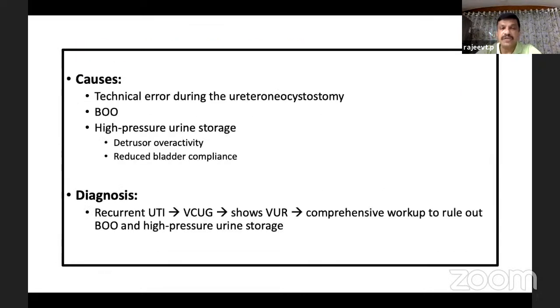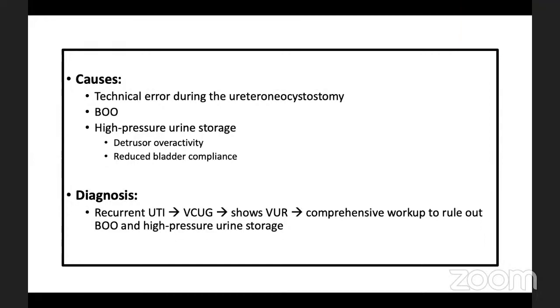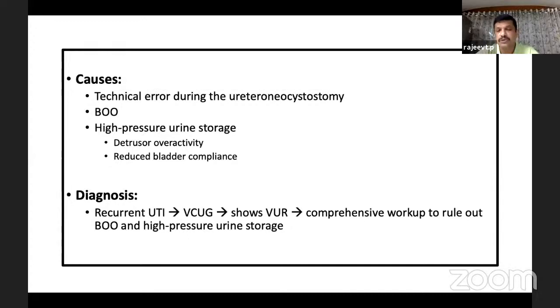Causes are again because of a technical error during the performance of ureteroneocystostomy, or it can be because of pending bladder outlet obstruction, or because of high pressure urine storage due to detrusor overactivity or impaired bladder compliance. So how will you diagnose? Patient may present with recurrent UTI. When you do a VCUG, it will show VUR. In such cases, you have to do a comprehensive workup, basically to rule out the presence of bladder outlet obstruction or high pressure urine storage.